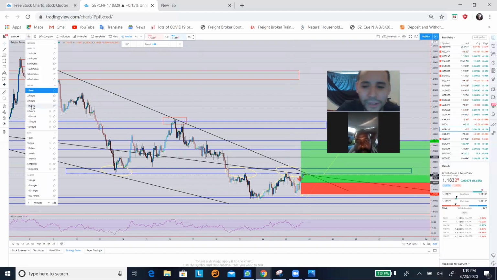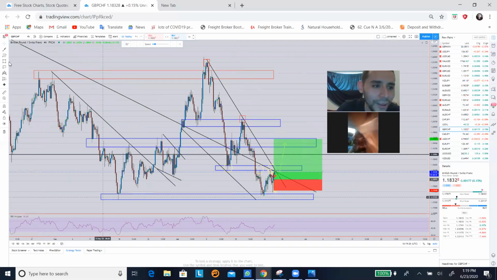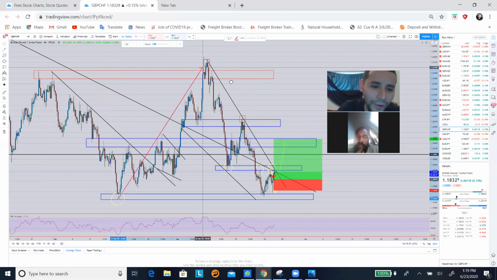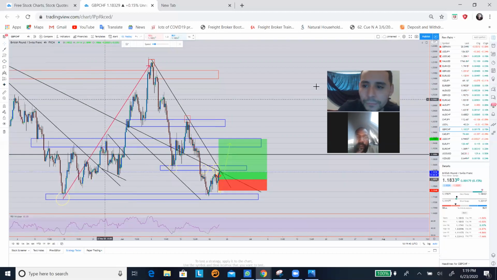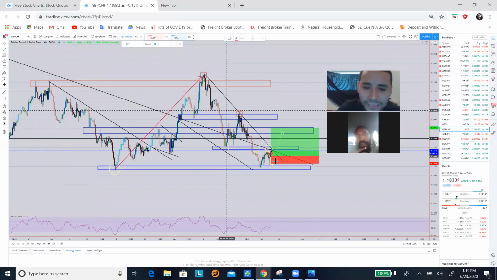Looking at the 4-hour, we're in the area, right? Already. Right here. Strong area, right? Where price came up off of this pair. Huge buyout from here, right? So price touched it again.